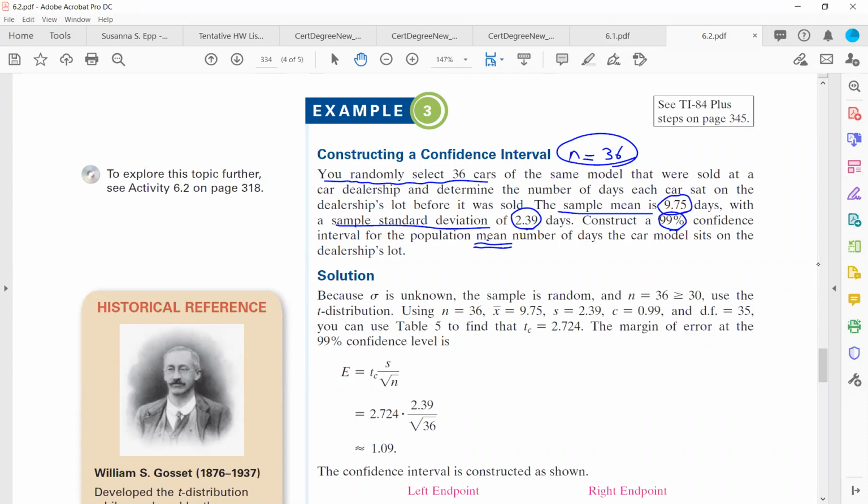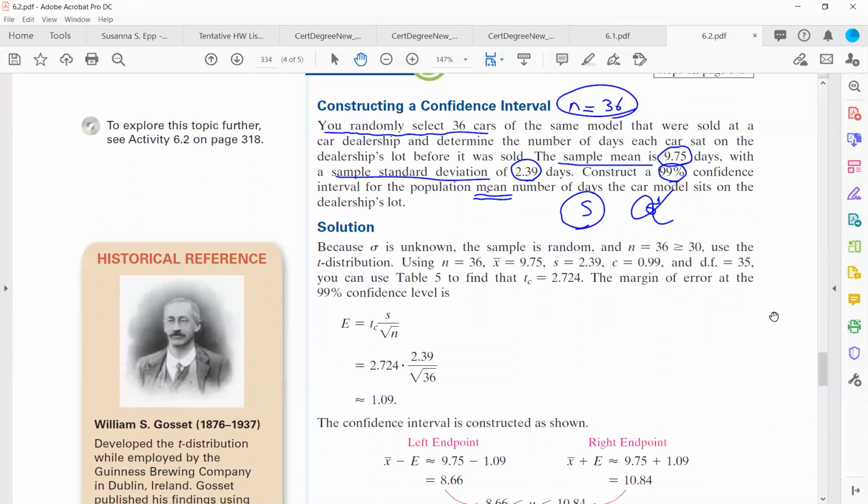So you should be asking if S is given or sigma is given. We don't have any information about our population. The only thing you know is your sample standard deviation is 2.39. So to form confidence interval, we have to use T distribution. T-table.